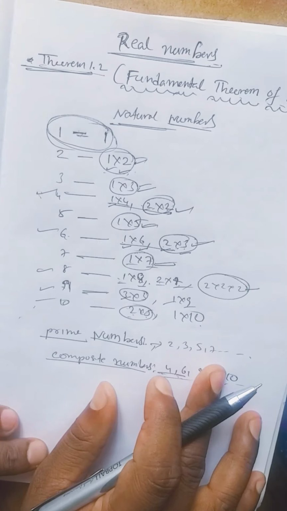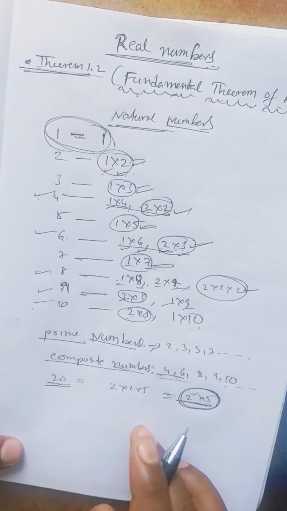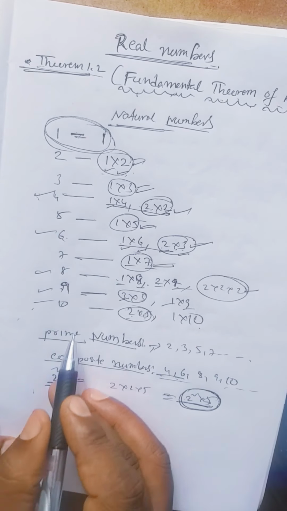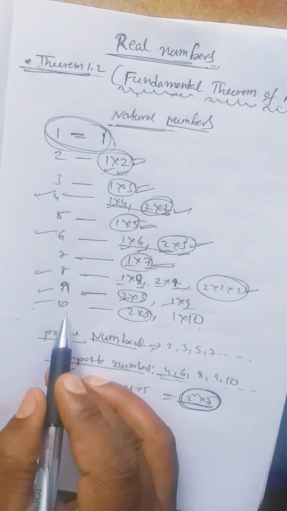This factorization, 2 square into 5, we cannot get for any other number. 2 square into 5 exists only for 20. For example, 10: 2 into 5, we can't find for any other number.